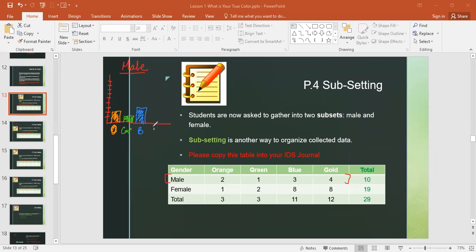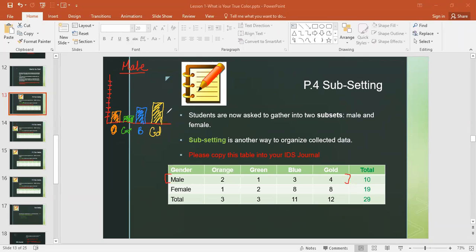And lastly, we have gold. I'm going to use my yellow for gold here, and I'm going to do GD for gold. And I had 4 males that were gold. So we have 1, this is up to 3, so we're going to go up 1 more, over, bring it down. Okay, so there is my male bar graph right there.